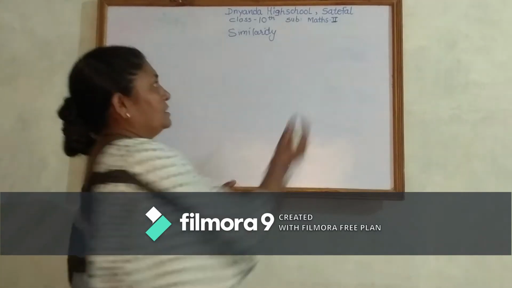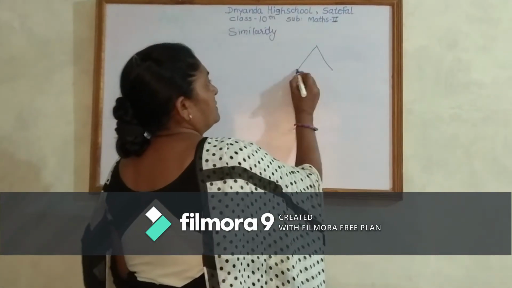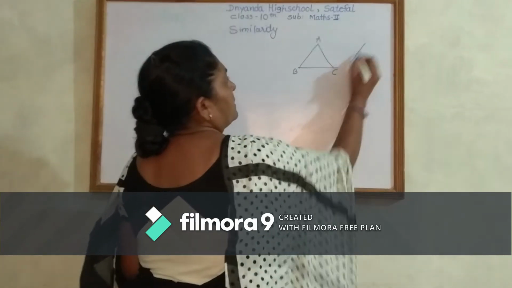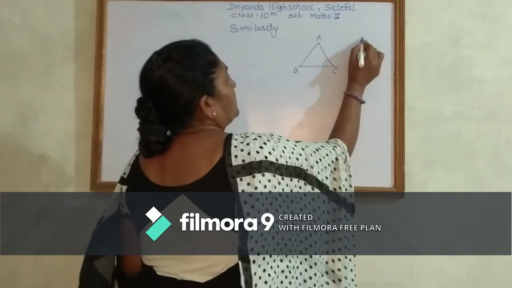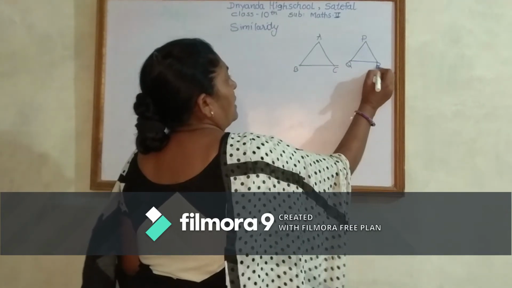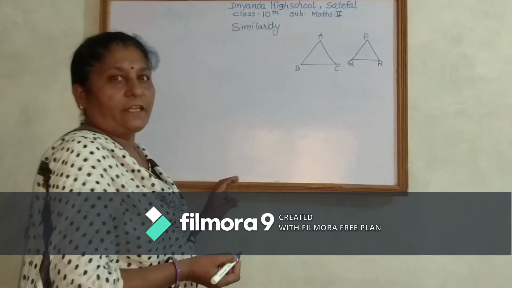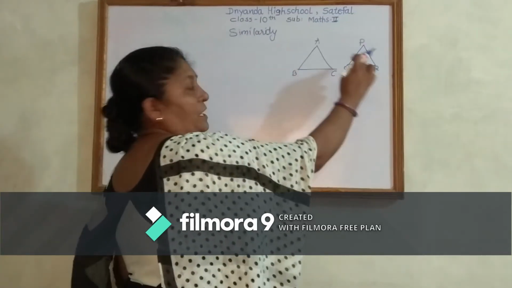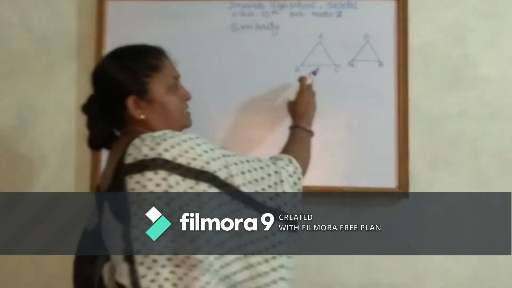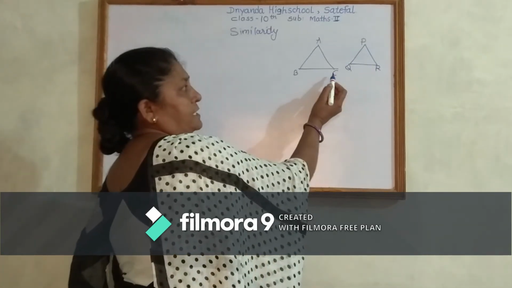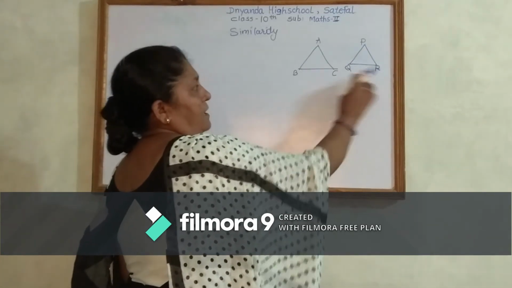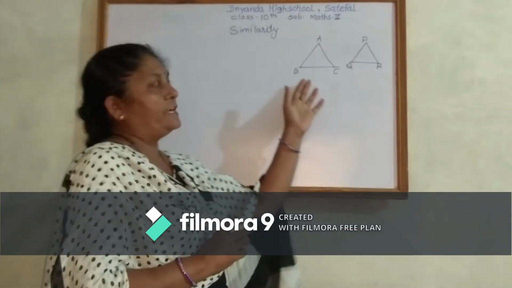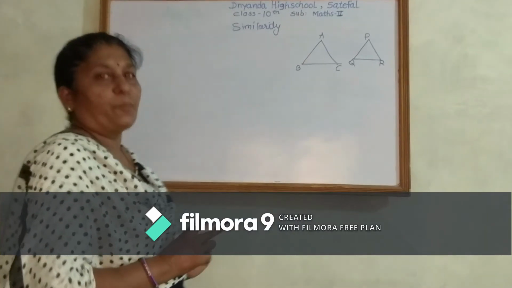Similarity means the two triangles are similar. If triangle ABC and triangle PQR are similar, then their corresponding angles are equal: angle A equals angle P, angle B equals angle Q, angle C equals angle R, and their corresponding sides are in proportion.